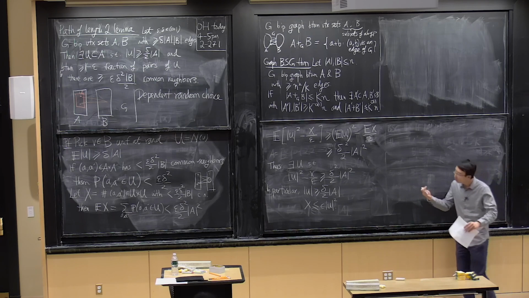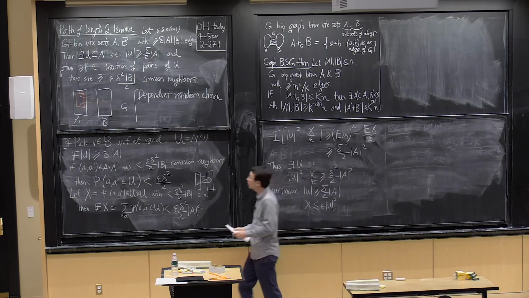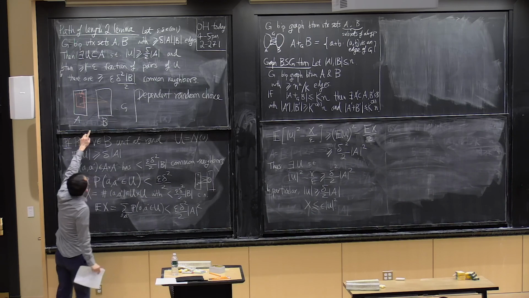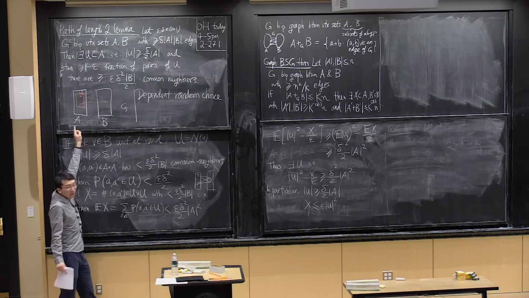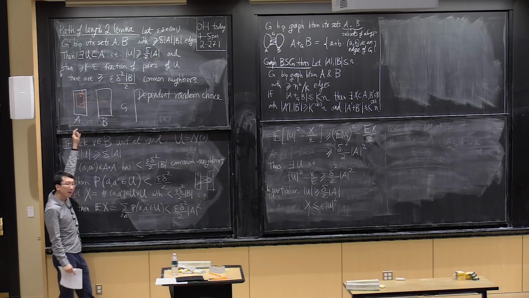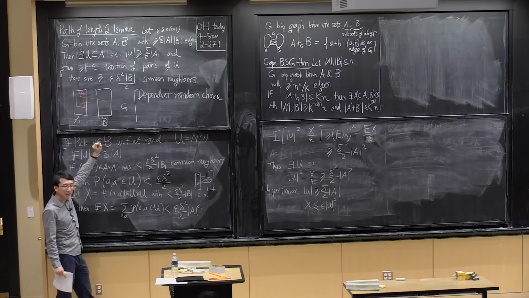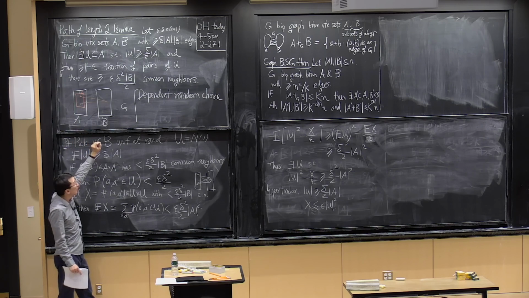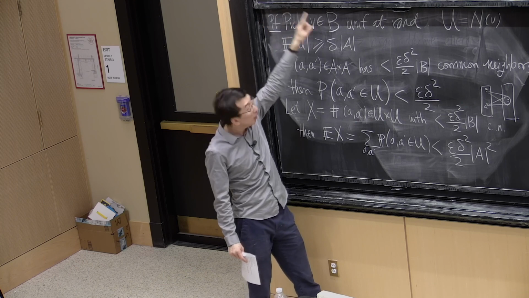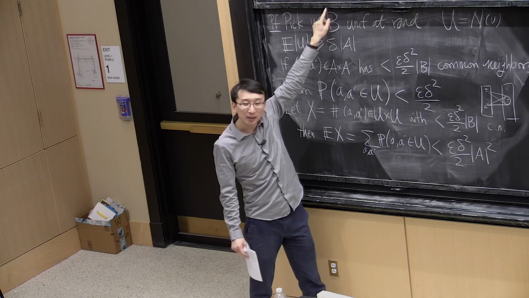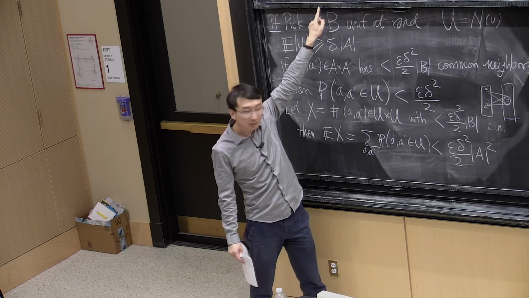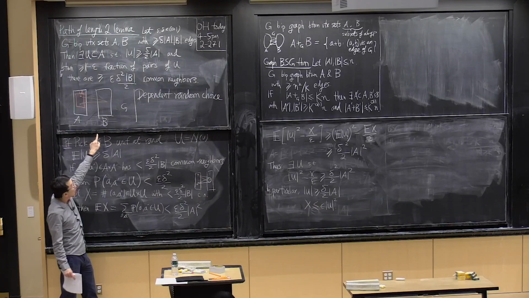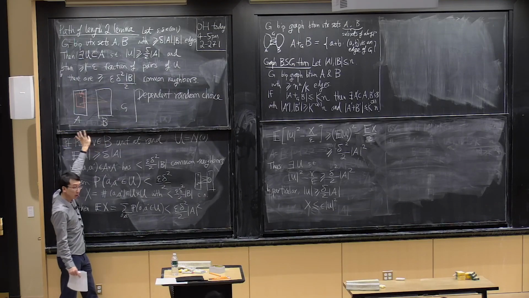Okay, so let me go through it again. So this is the dependent random choice method, where we want to find this U, where most pairs of vertices in U have lots of common neighbors. So we start from the right side. We start from B, pick a uniform random vertex, which we call V, and let U be the neighborhood of V.